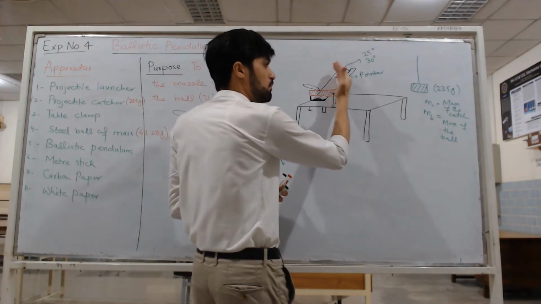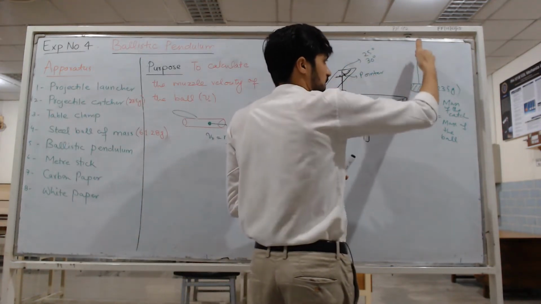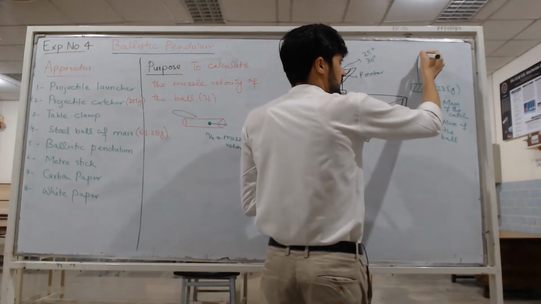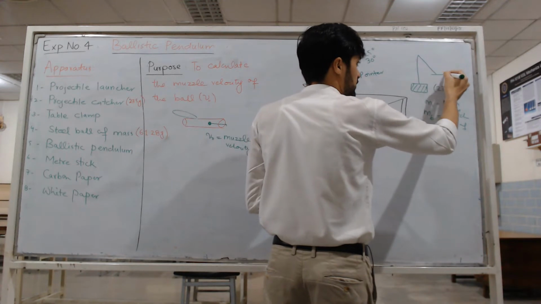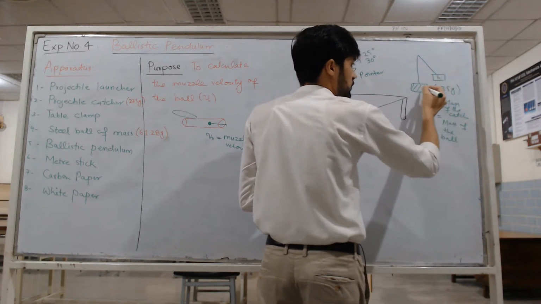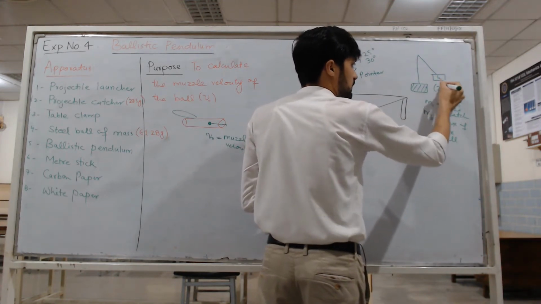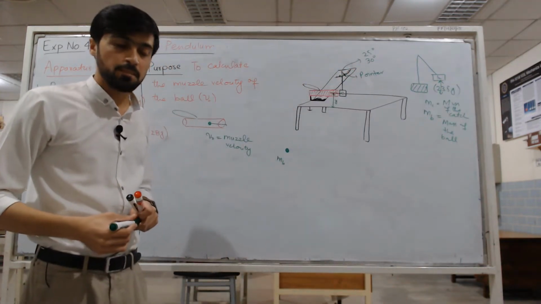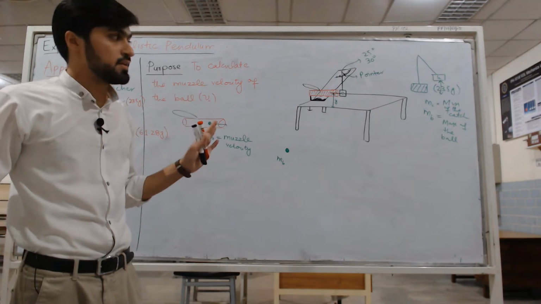So when the pendulum moves, let's say this is the pendulum, and it moves like this, completing an oscillation. Let's say it moves here. So from here to here, it covers some height, and this is required for the potential energy. So it's very simple.